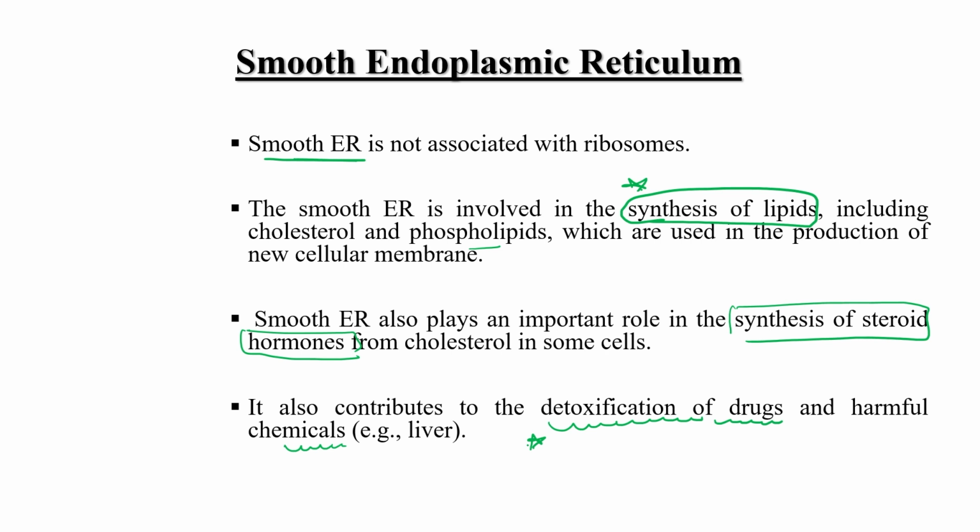So rough endoplasmic reticulum is only involved in protein synthesis, while smooth is involved in the synthesis of lipid, steroid hormone, as well as detoxification of drugs and chemicals. Okay, clear? Let's move on.